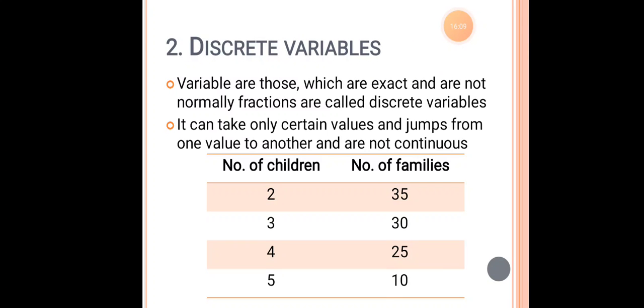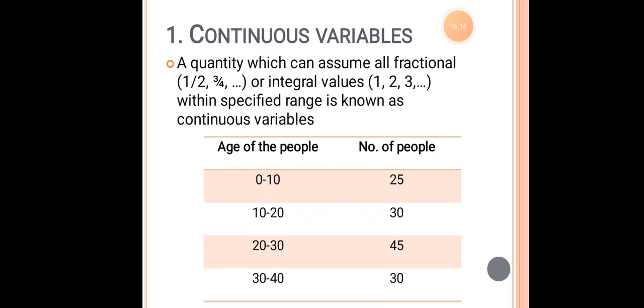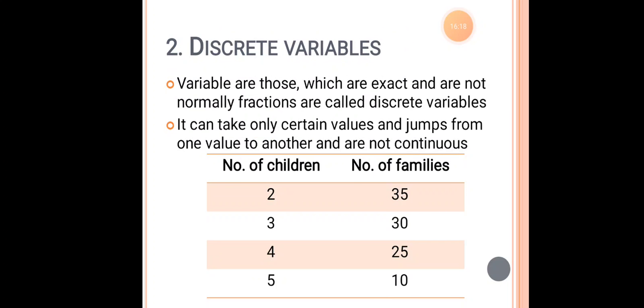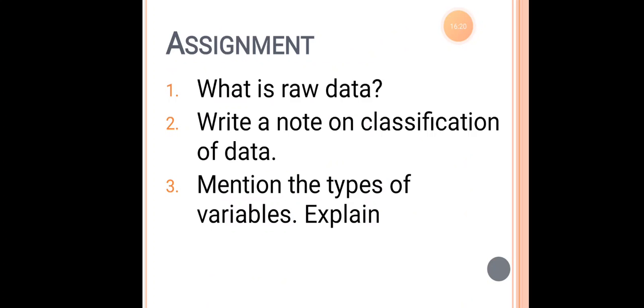So this was about the variable. These are the two types under variable: the first one is the continuous variable and the second one is the discrete variable. So the assignment part: what is raw data? Write a note on classification of data, mention the types of variables and explain them.